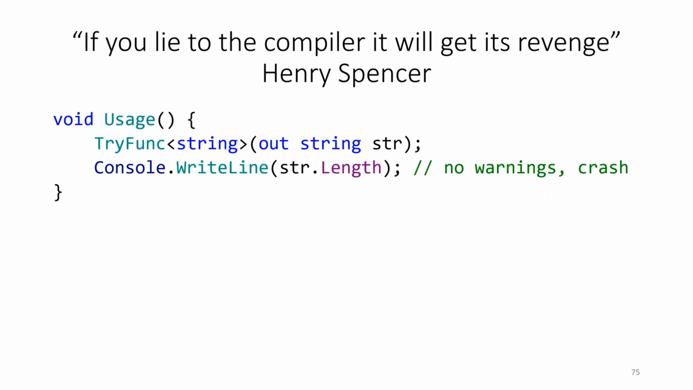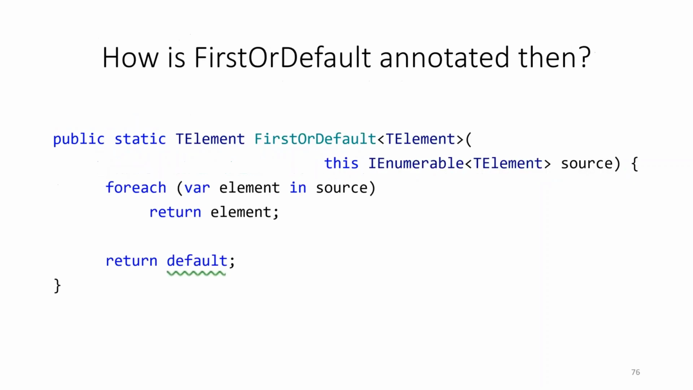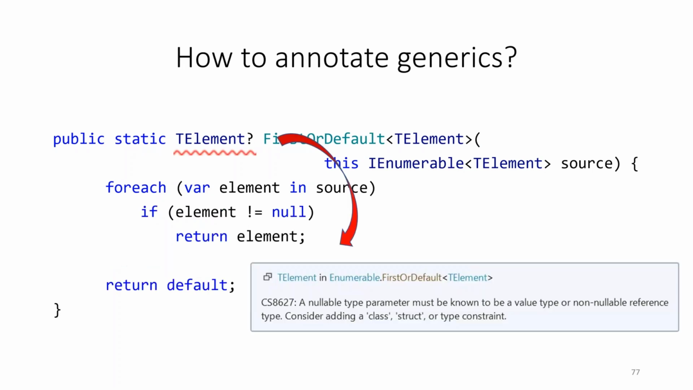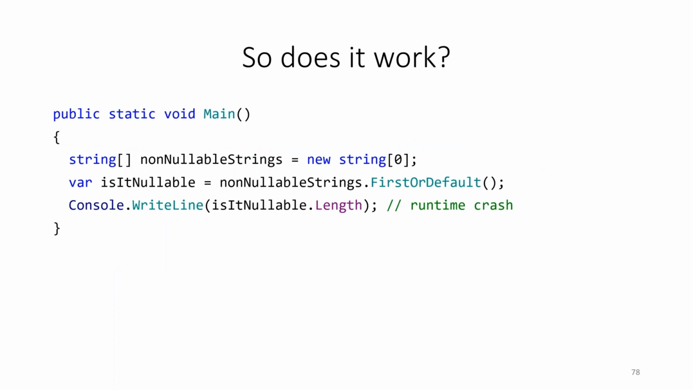So to figure out the better way to annotate this thing, we need to think of something in the framework with similar behavior. For example, the FirstOrDefault method also returns a generic parameter that might be null, regardless of whether the original collection had nullable elements or not. And if you try to write this signature, you'll get exactly the same warning for the default parameter, and exactly the same error if you try to annotate the return value. So does it work in the framework? Let's write a test to figure this out.